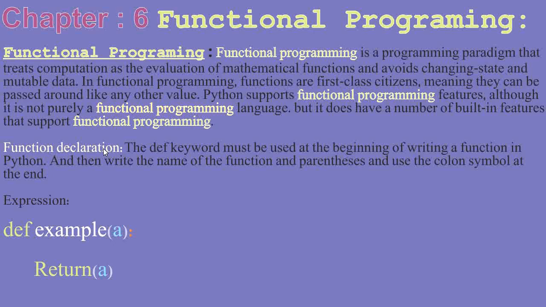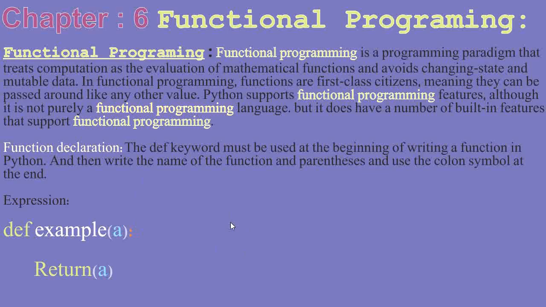Let's know about function declaration. The def keyword must be used at the beginning of writing a function in Python. And then write the name of the function and parentheses and use the colon symbol at the end. And let's see the expression. This is the def keyword, and this is the function name, and this is the argument, and this is the return keyword, which returns the value.